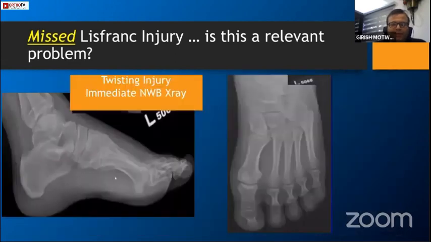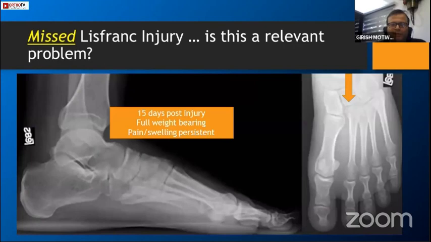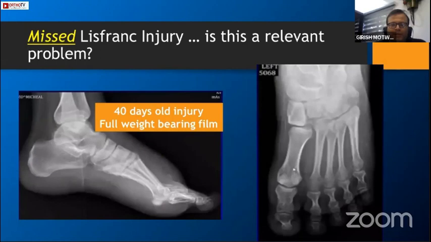Here is an example of a 30-year-old man. He had a twisting foot injury and went to a local orthopedic surgeon. An immediate non-weight-bearing X-ray, AP and lateral view, was ordered, and it was said that there was absolutely no problem. You can manage with crepe support or immobilization for a brief period. The patient was walking for 15 days. There was continuous pain and a lot of swelling around the foot. They called me, and we ordered a weight-bearing X-ray, which showed some problem at the base of the second metatarsal region, but otherwise from the ortho perspective it looked okay. So he was again treated conservatively.